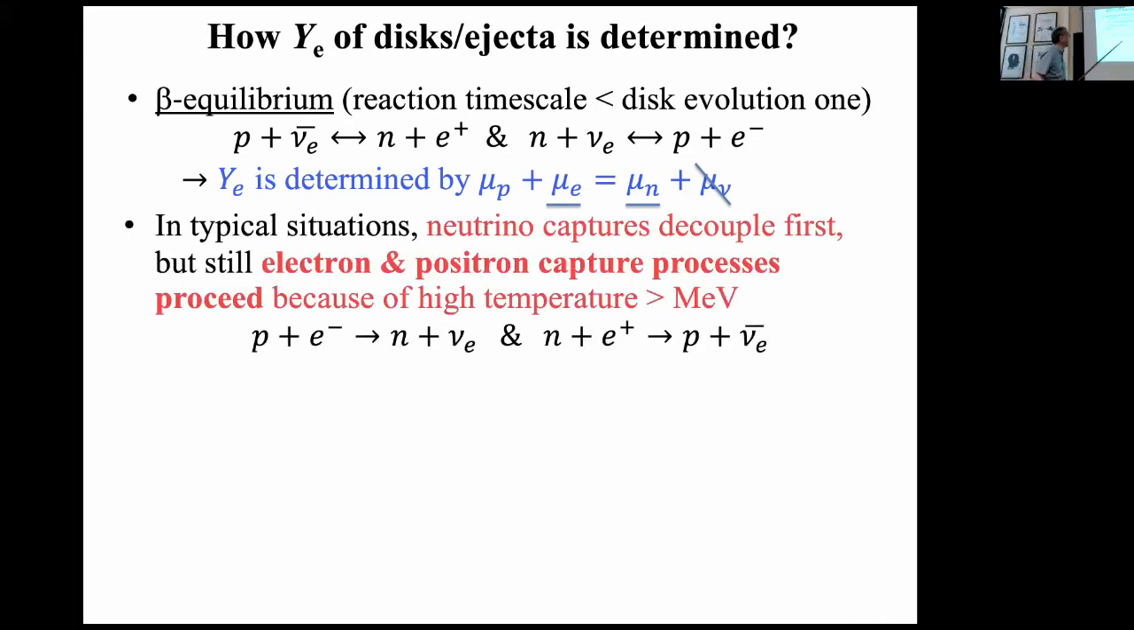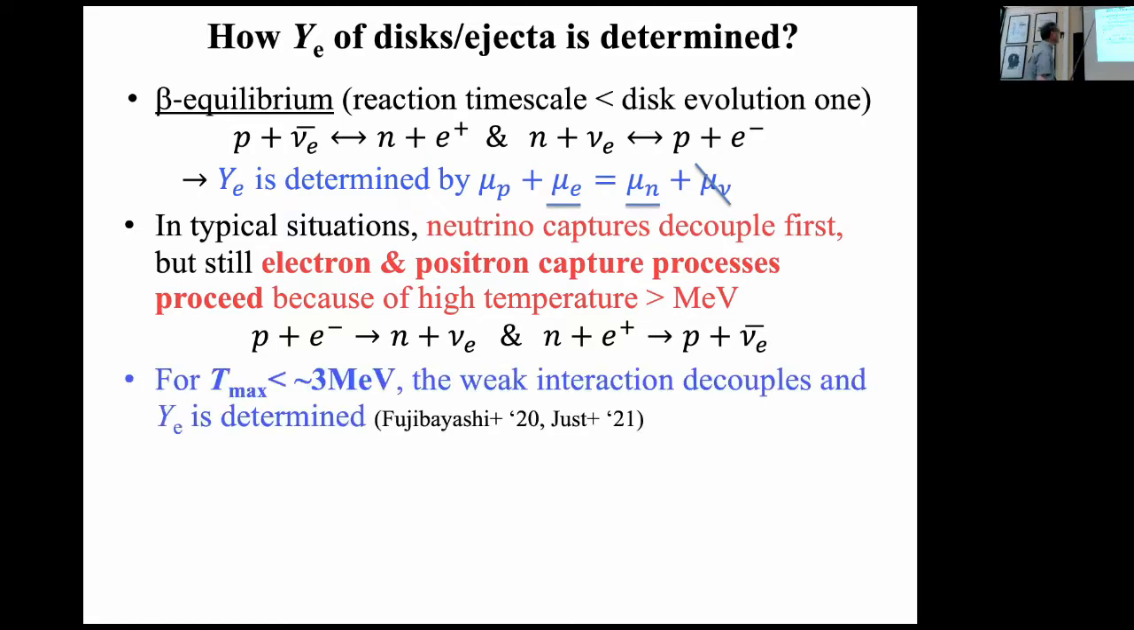This situation doesn't change even if the density changes slightly. If density slightly changes, this inverse direction disappears because the interaction of the neutrinos is weaker. But still, if we have higher temperature and higher density, we have this kind of reaction, and this equilibrium is still established. But after density decreases and temperature decreases below 3 MeV, this interaction completely decouples.